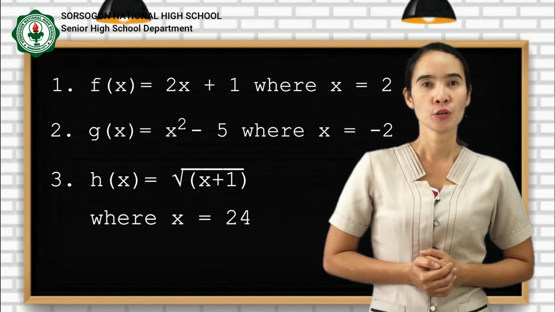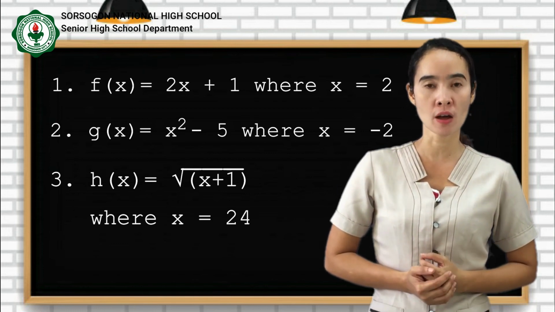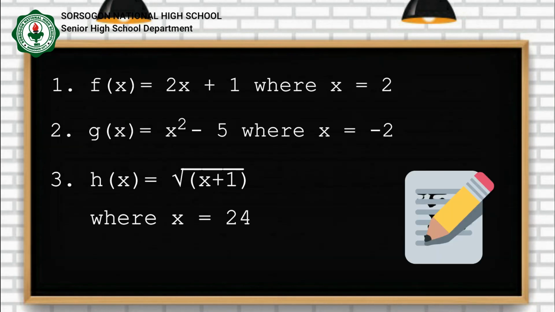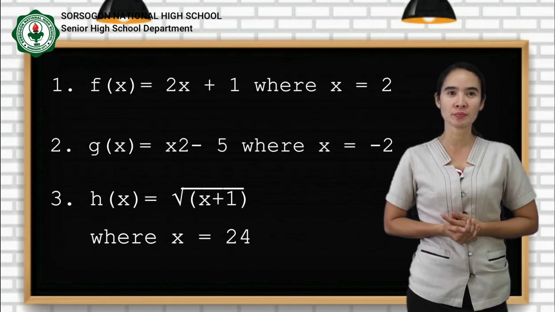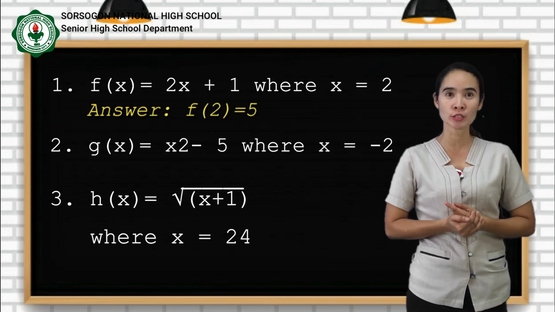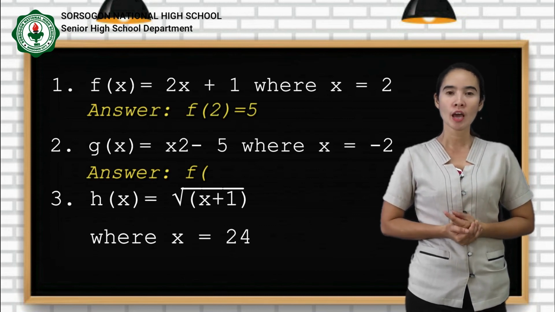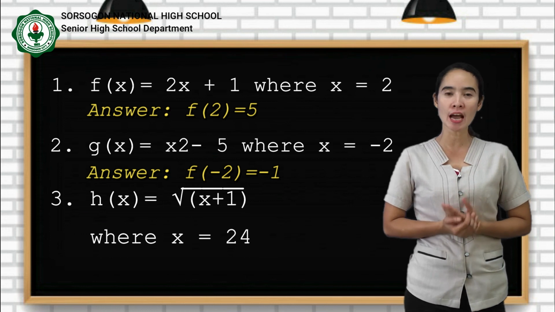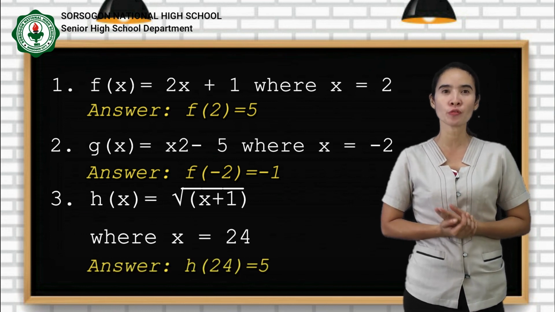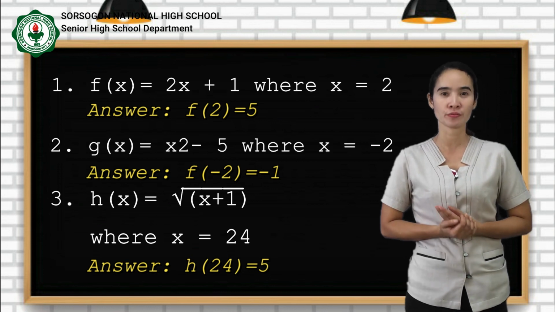For the second set, you are going to evaluate the following functions. Time's up. Let's check. For the first item, the answer is f of 2 is equal to 5. For the second one, f of negative 2 is equal to negative 1 is the answer. While for the third item, the answer is h of 24 is equal to 5.